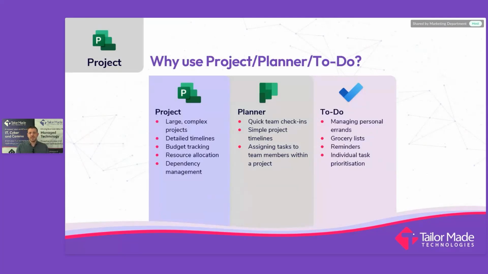To-Do and Planner come in as part of your Office 365 licensing. Unless you have a non-existent SKU, as we call it, so it's almost free, then you won't have Planner. But if you've got a business standard, business premium, things like that, then this Planner functionality starts to get baked into that. Now, why would we use these three things?